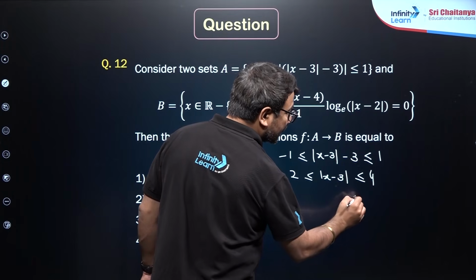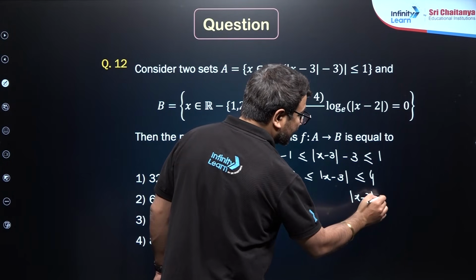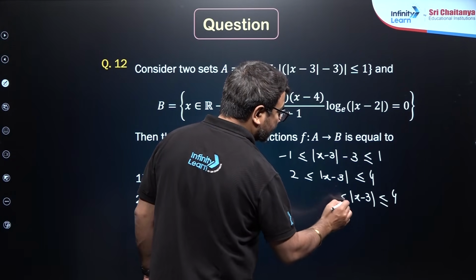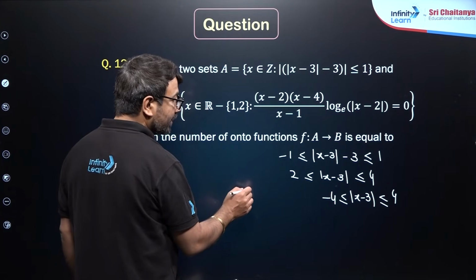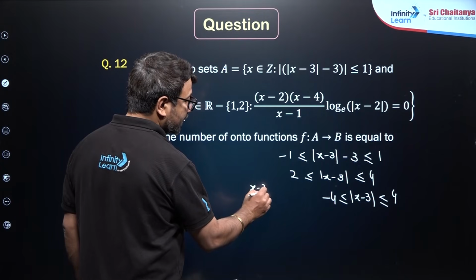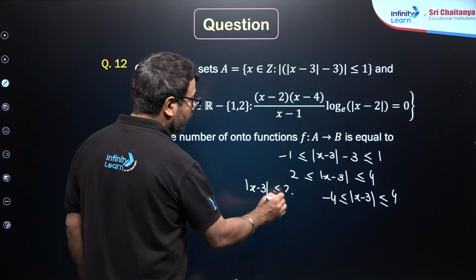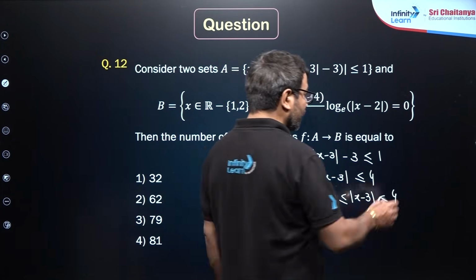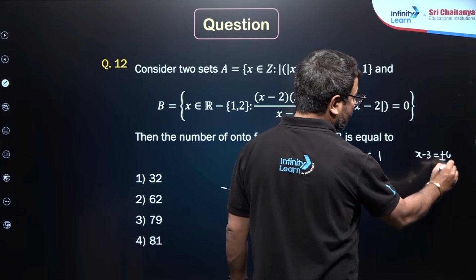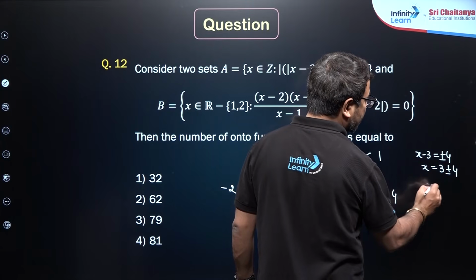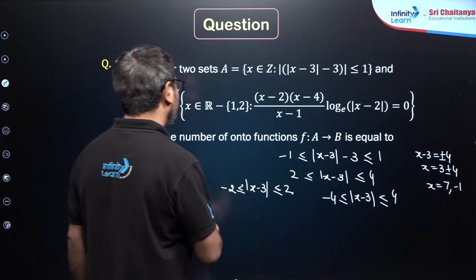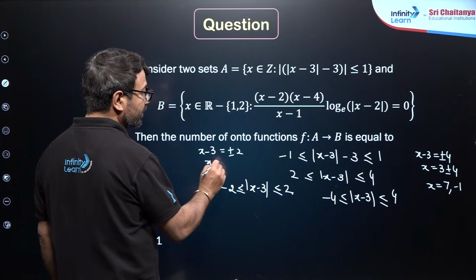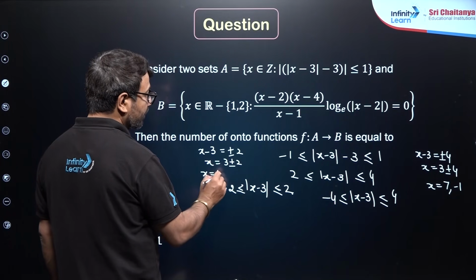Now if you simplify this particular inequality, mod x minus 3 has to be between 4 and minus 4. And if you simplify this inequality, mod x minus 3 has to be between 2 and minus 2. I'll give you a shortcut for handling this. What you do, you write here x minus 3 as plus minus 4. X value will be 3 plus minus 4. X value will become 7. X value will become minus 1. However, you write here mod x minus 3. X minus 3 will be plus minus 2. X value will be 3 plus minus 2. X value will become 5 and then 1.